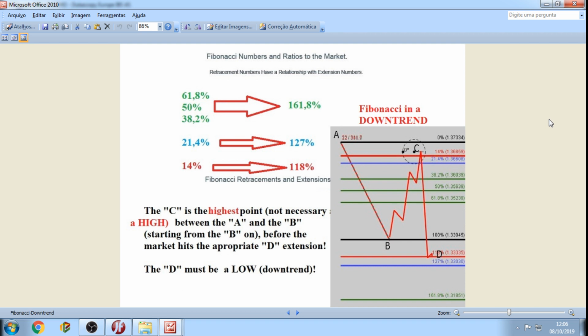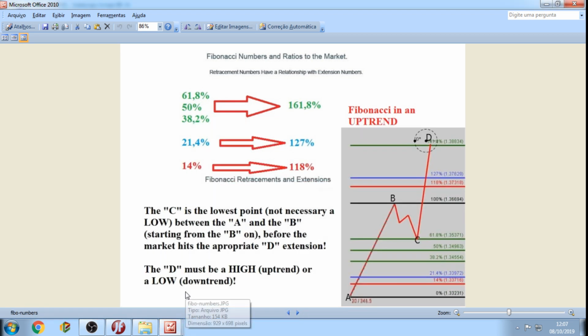Thank you, Silas. And remember, the C is the highest point in Fibonacci in a downtrend. The C is the highest point, not necessarily a high, between the A and the B, starting from the B on, before the market hits the appropriate extension. And the D must be a low.